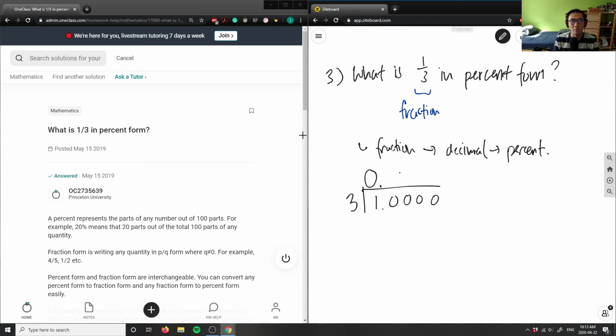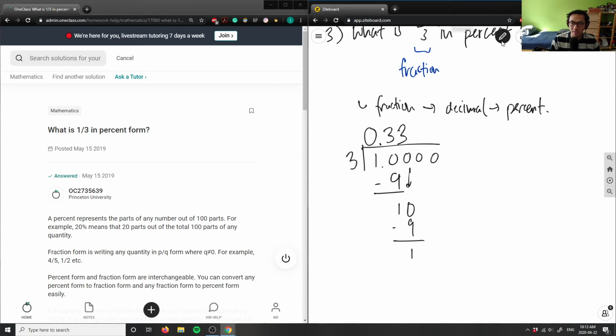3 times what will give me closest to 10? 3 times 3 gives me closest to 10. 3 times 3 here is 9, and then 10 minus 9 here is 1. I bring down the 0 and do the exact same thing. 3 times 3 is closest to 10 without going over. 10 minus 9 is 1. And as you can see, this repeats itself. If I bring down the 0, this is 3 times 3 again, 10 minus 9 is 1. Bring down the 0, exactly the same. So this here is a repeating decimal.